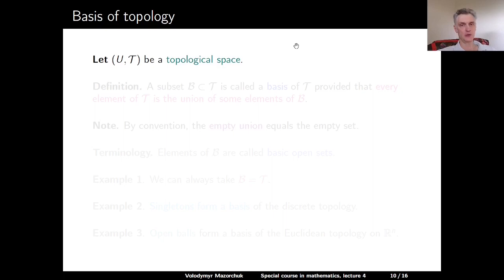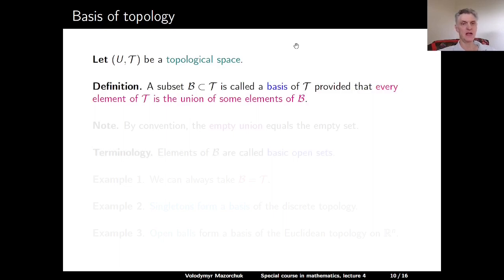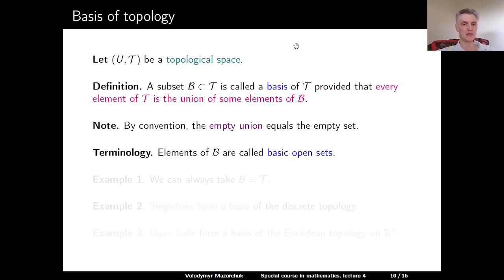Let U be a topological space with some topology 𝒯. Definition: a subset ℬ of 𝒯 is called the basis of 𝒯, provided that every element in 𝒯 is the union of some elements in ℬ. Note, by convention, the empty union equals the empty set, so the empty set will always be in the union of elements in ℬ. And terminology, the elements of such basis ℬ are usually called the basic open sets.